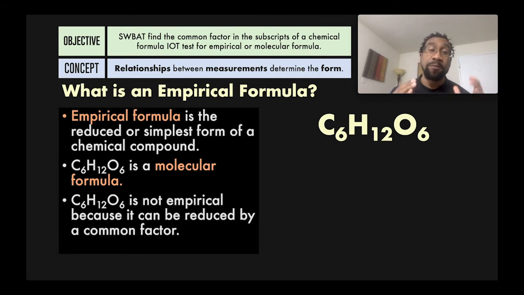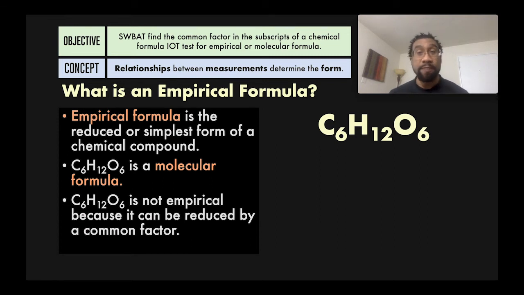All right. So in this example here, you might remember this, or this looks familiar from maybe biology, but you have the formula C6H12O6, which is a molecular formula. It is molecular because it is not reduced. Okay. All right. C6H12O6 is not empirical. It is not empirical because it can be reduced by a common factor.